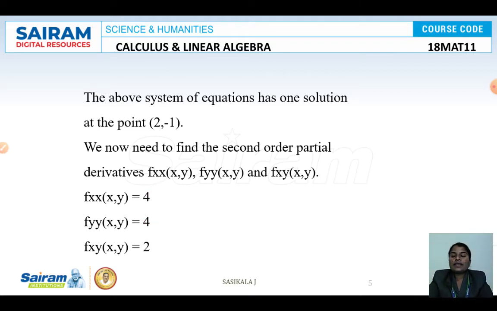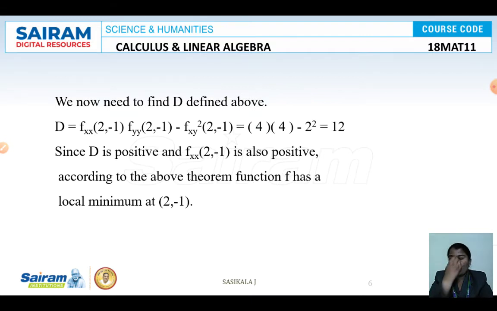Now this D we are supposed to use. How is D defined? It is nothing but fxx(2, −1) times fyy(2, −1) minus fxy squared at (2, −1).